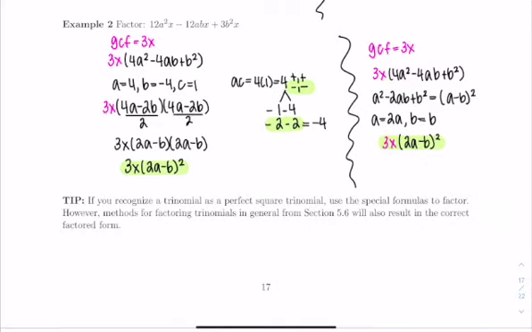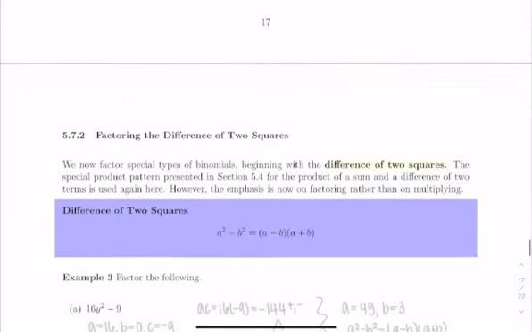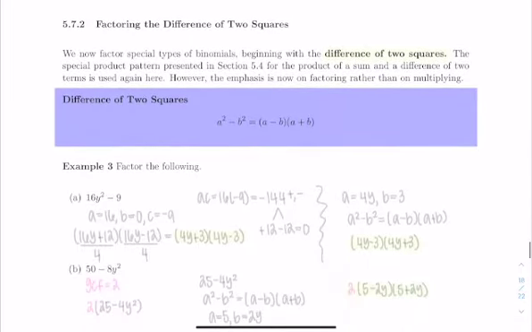The next one we're going to look at is the difference of two squares. This special product was presented in an earlier section, but it's just the product of a sum and a difference of two terms. And it's a squared minus b squared. It gets factored as a minus b times a plus b. This would be a good one to memorize because we use this one all the time, and it's pretty easy to distinguish from other ones. Whereas the perfect square trinomial, you might not be 100% sure.